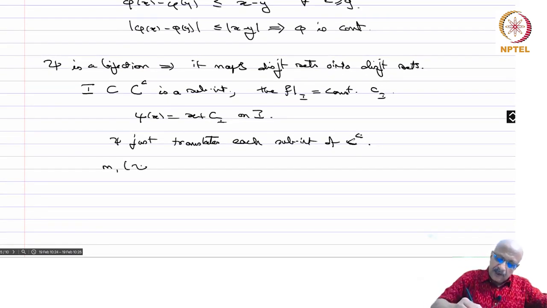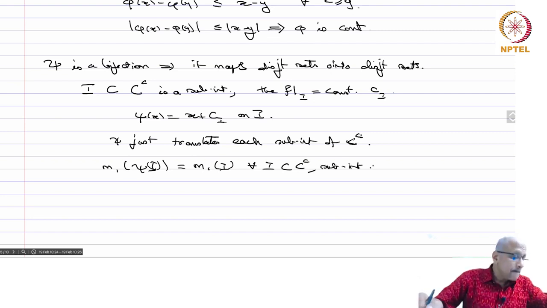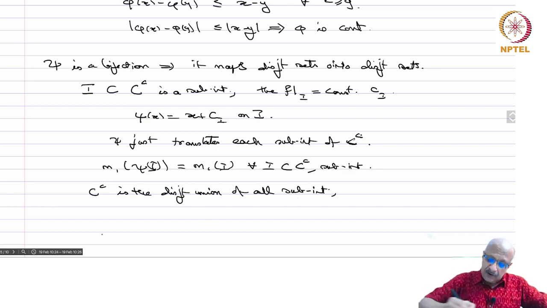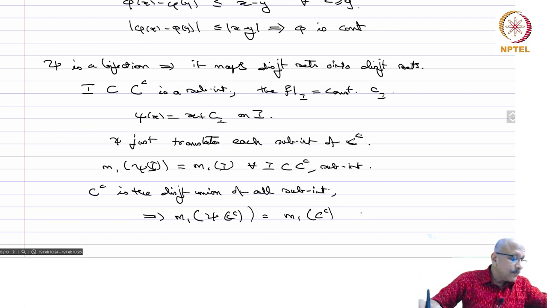So m1 of psi(I) equals m1 of I for each subinterval I contained in C complement. And C complement is the disjoint union of all such subintervals, and psi maps disjoint sets into disjoint sets, and therefore you have m1 of C complement equals m1 of psi of C complement, and that's equal to 1.